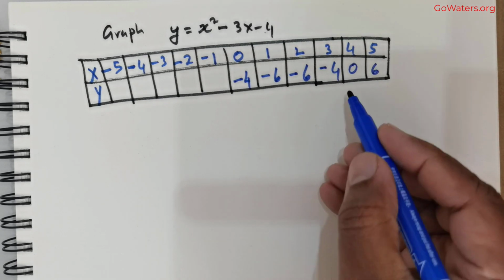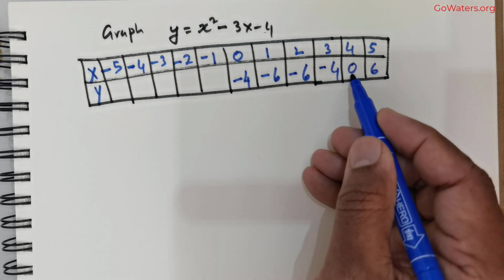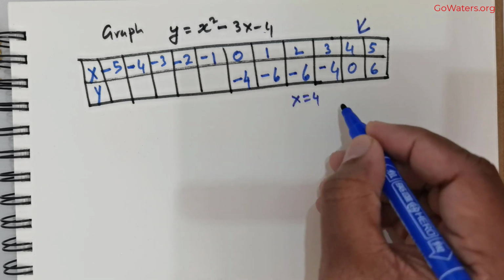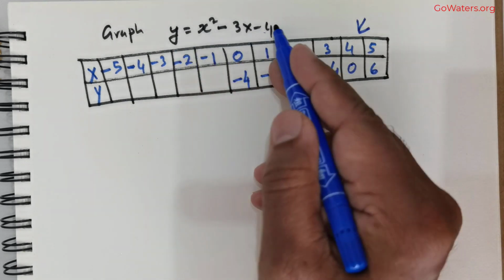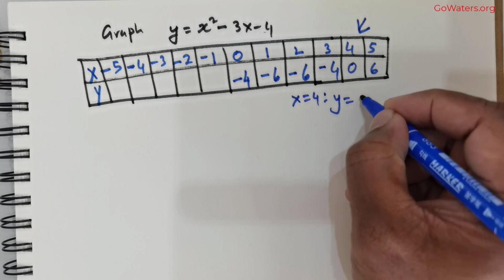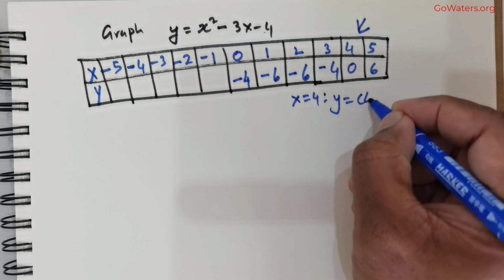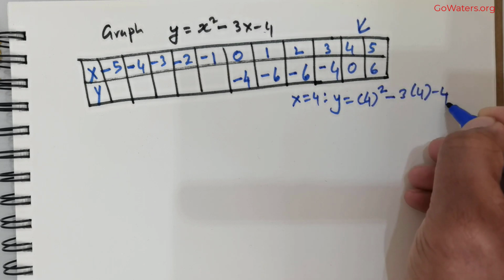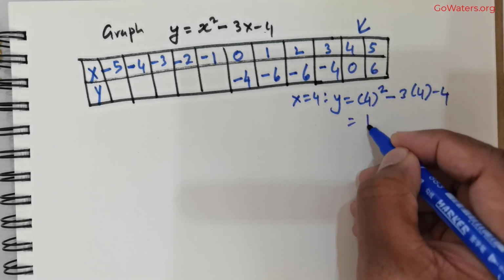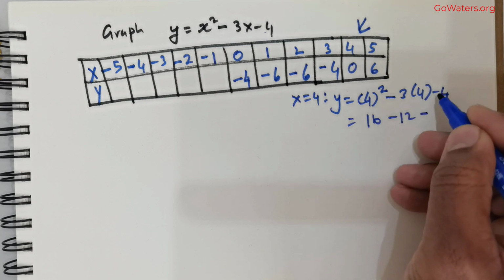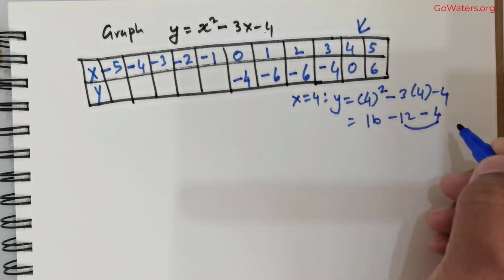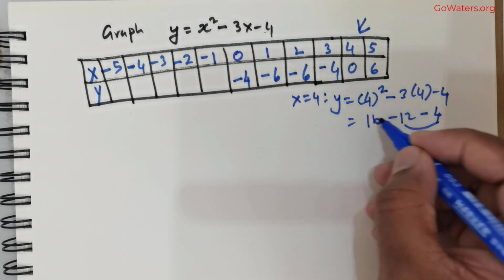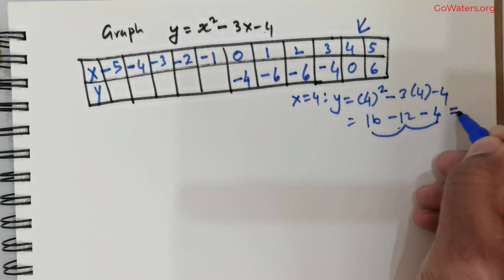Now, I will show you how to perform one substitution. Say x is equal to 4. Take the given function, y is equal to, substitute 4, raised to the power of 2, then minus 3 times 4, and then negative 4. 4 squared is 16, 3 times 4 is 12, and negative 4. Negative 4 added with negative 12 would give you negative 16, added with 16 would give you 0.